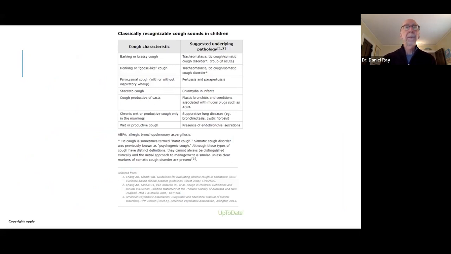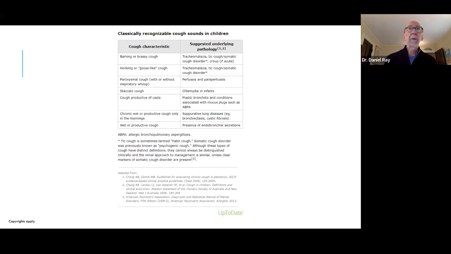So they talk about these classically recognized cough sounds. The barking or brassy cough, what we would normally think of as croup, I guess most parents have heard that. But it can also be associated with tracheomalacia and these tic or somatic coughs. Honking, goose-like cough, again, we worry about tracheomalacia or somatic coughs.